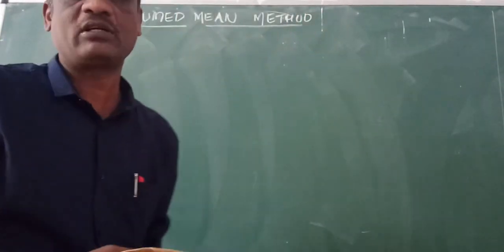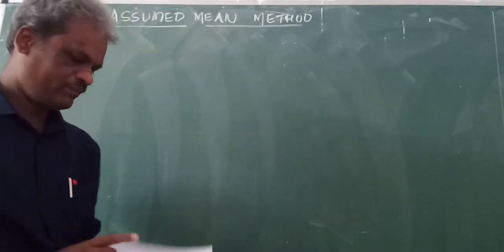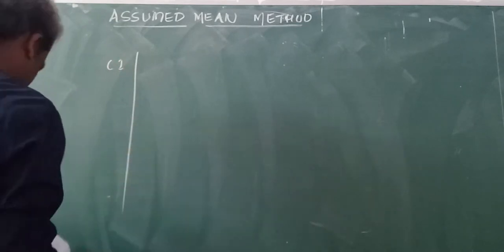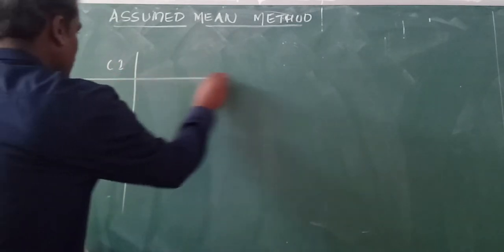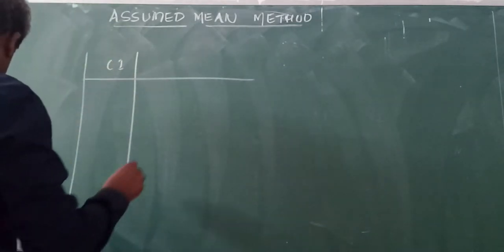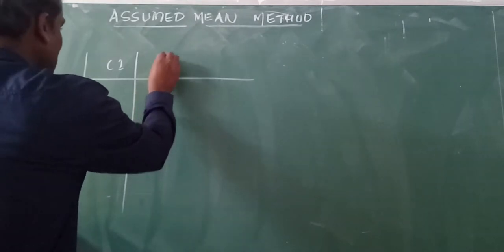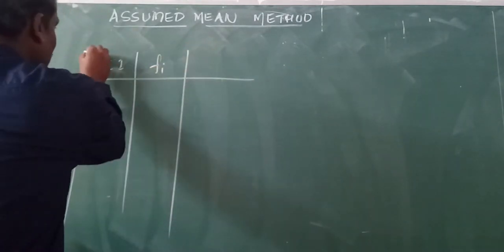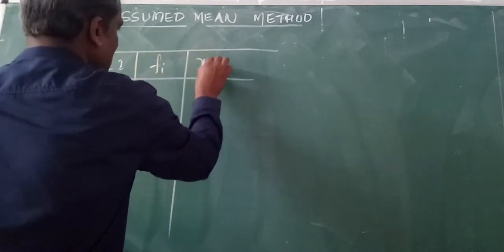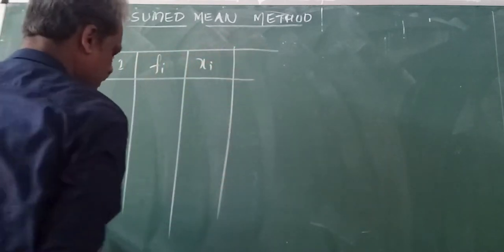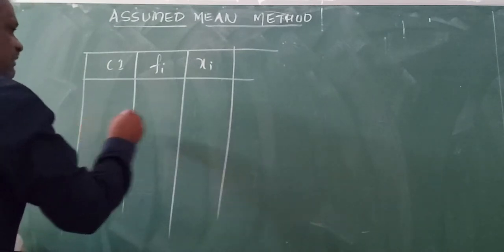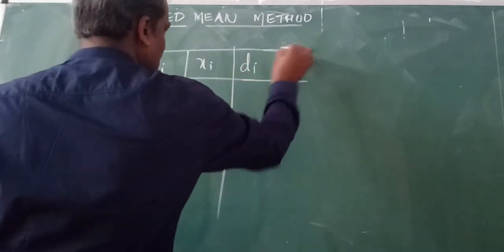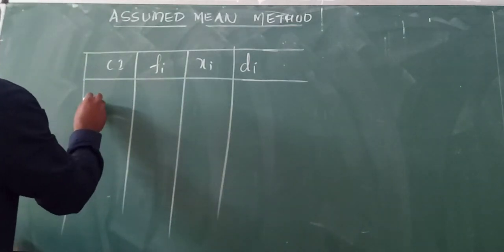The same question we are going to take. In the first column we write the class interval, in the second column the frequency fi, and in the third we find the class mark, that is xi. Then we have to find the deviations. I will tell you what the deviations are, but first, before that, let us enter this.